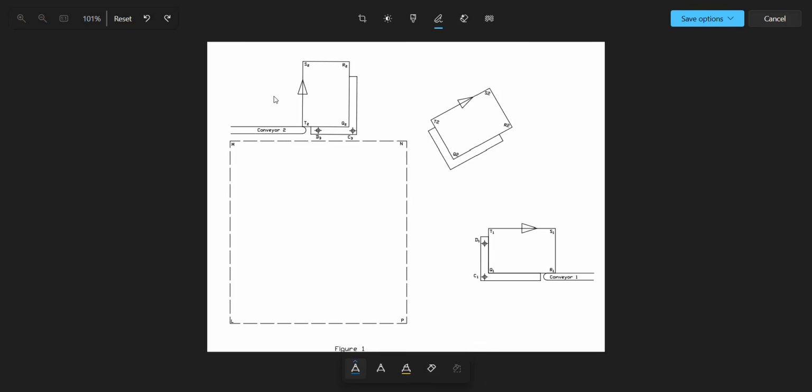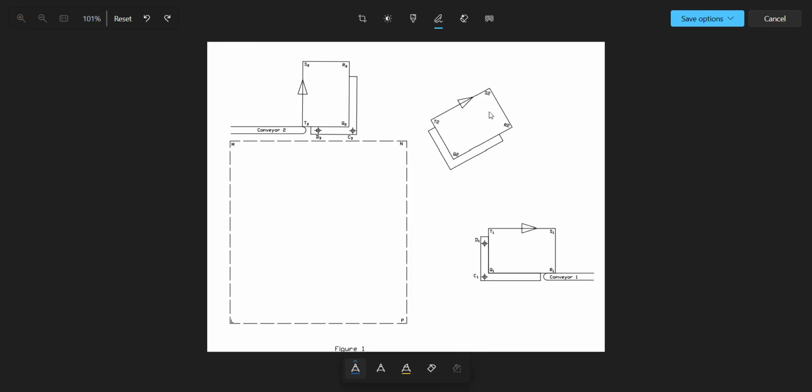Good morning, guys. So I want us to do assignment 6. The question started by describing what the mechanism is about. We are moving a product, a rectangle R1, S1, T1, K1, from conveyor 1 to conveyor 2.